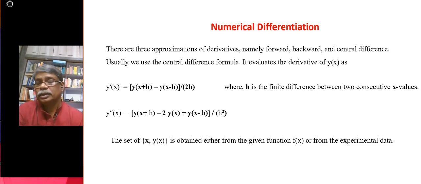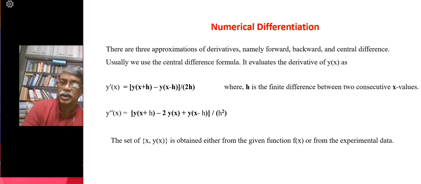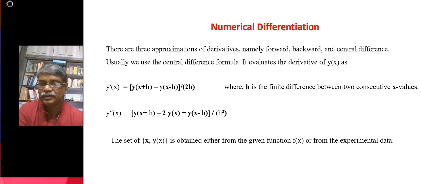Where will we get the x values and y as a function of x values from? Usually we'll get it from the given function. If a function is given, then we can get it from the function directly. For different x values, we can calculate f(x) because f(x) is explicitly given to you. Otherwise, in most cases, we get the f(x) value from our experiment, right?